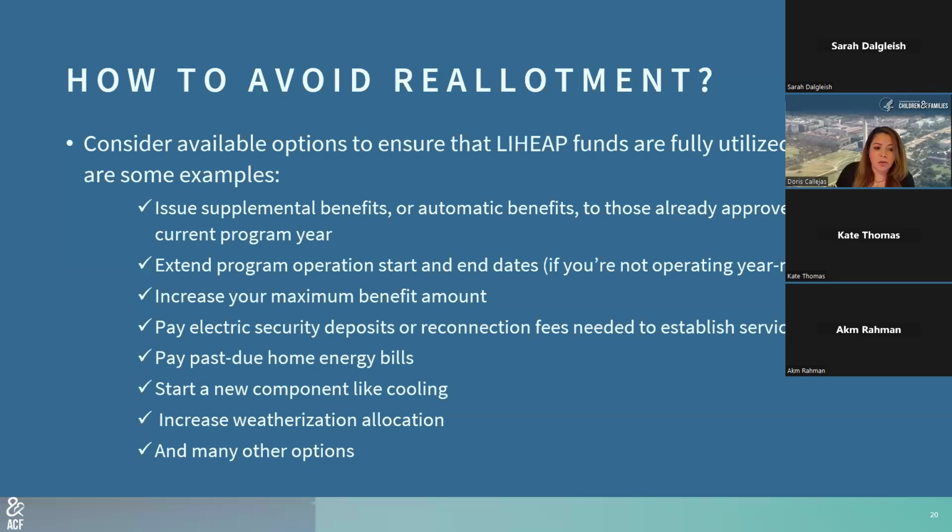So for those of you who answered no to the poll question, it was about 4%. Here are some options you can implement now to avoid reallotment.